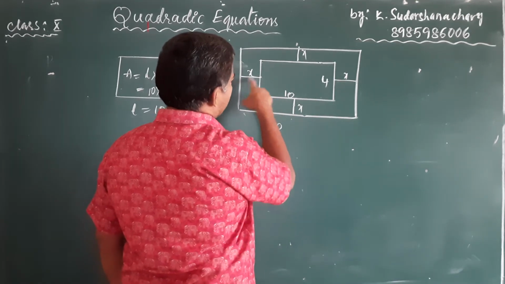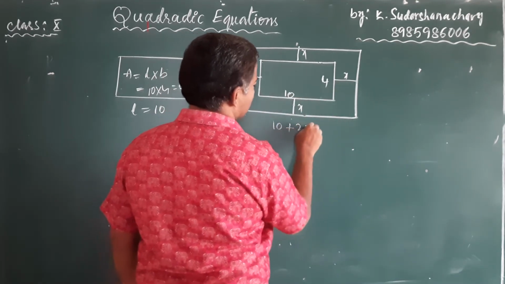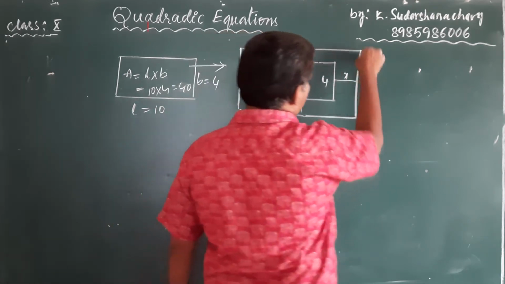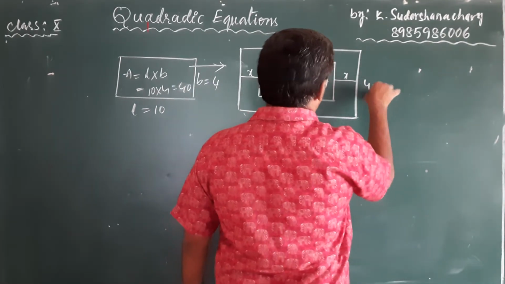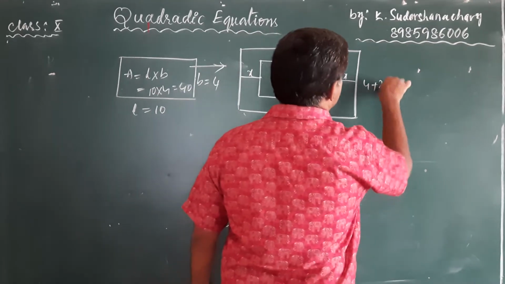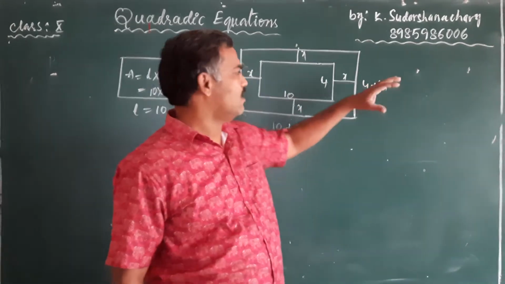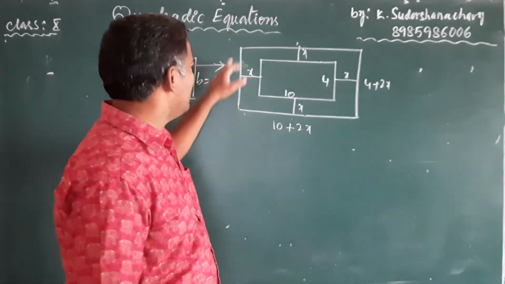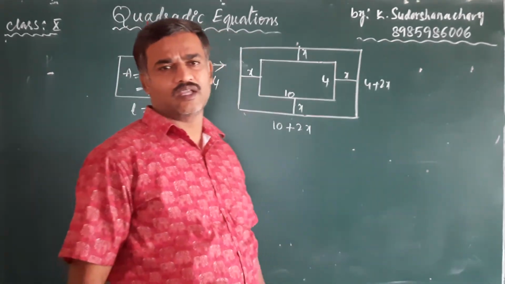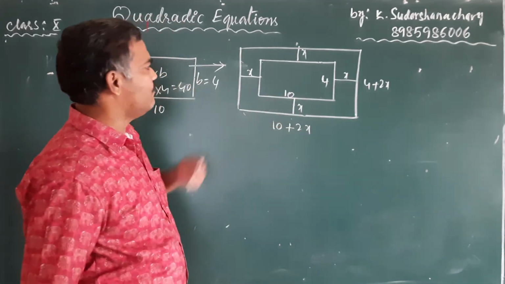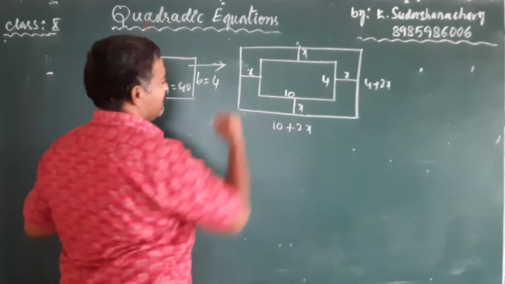So what is the length here? 10 plus 2x. And the width here is 4 plus 2x. These two, 10 plus 2x and 4 plus 2x, are the measurements of the outer length and breadth of the rectangle.